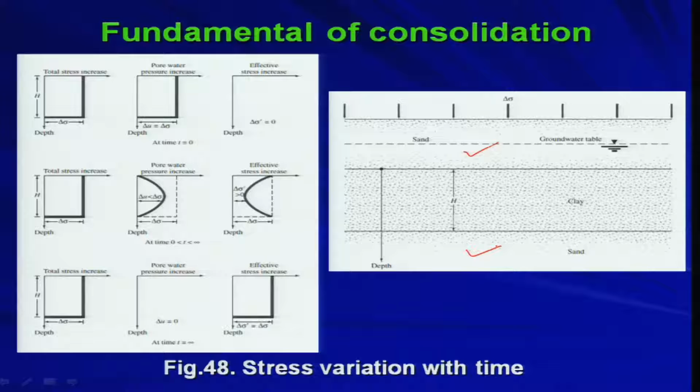In the last lecture we discussed this problem. Suppose you have a sand layer at the top and another sand layer at the bottom, and in between you have a clay layer of depth h, sandwiched between the two sand layers. From the permeability point of view, sand is a good draining material, so water will pass through the sand deposit very easily. If you apply stress on this clay deposit, the water will try to drain out through the sand-clay interface, because the sand facilitates the drainage.